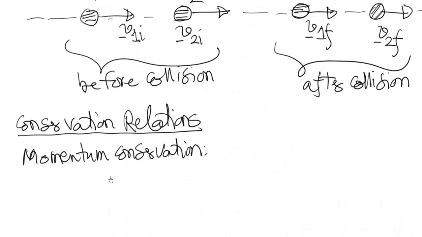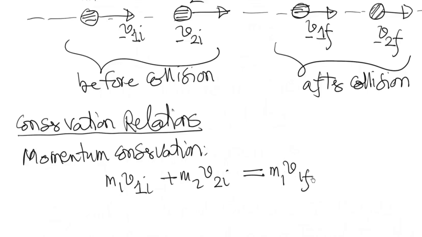So the linear momentum before collision is m1 v1I plus m2 v2I, equal to the linear momentum of the system after collision. Our system consists of two particles, particle of mass 1 and particle of mass 2. Now the linear momentum after collision is m1 v1F and m2 v2F.